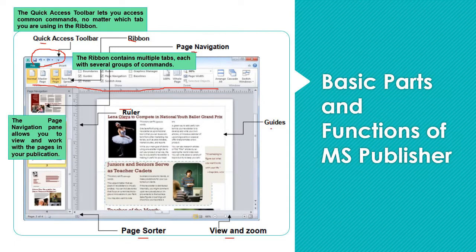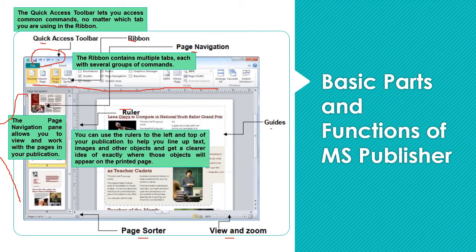And then the page navigation here. So the page navigation pane allows you to view and work with the pages in your publication. How about the ruler? So you can use the rulers to the left and top of your publication to help you line up text, images, and other objects and get a clearer idea of exactly where these objects will appear on the printed page.